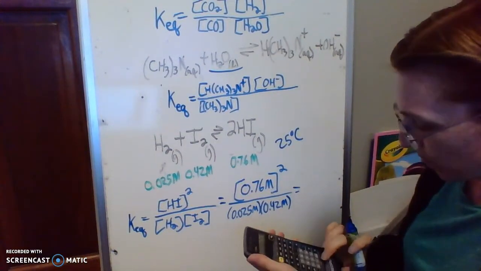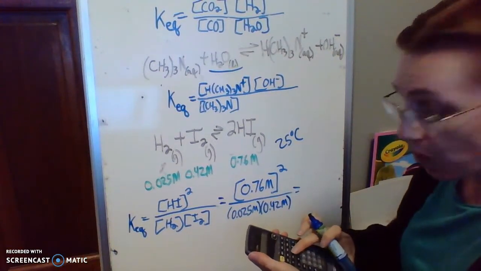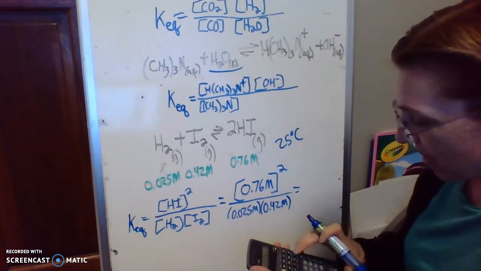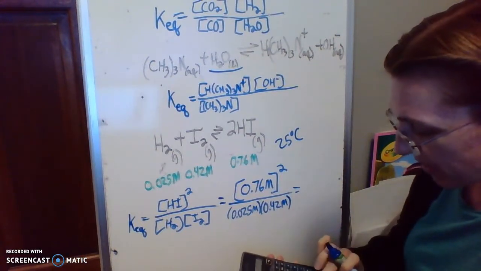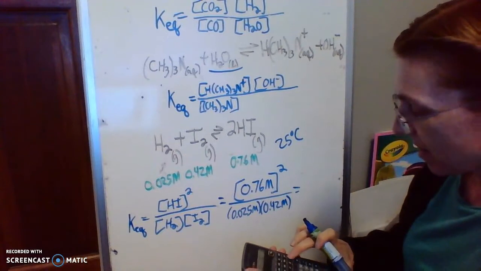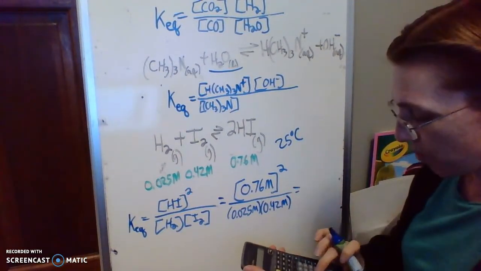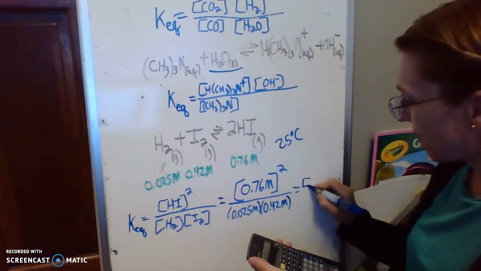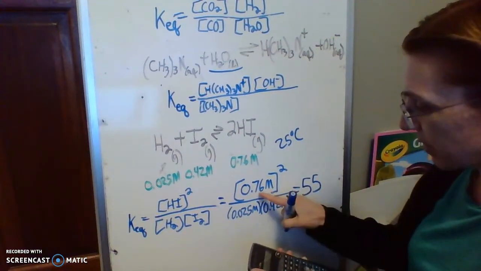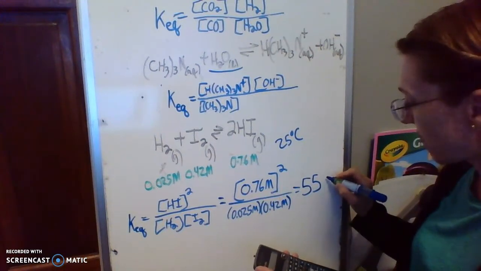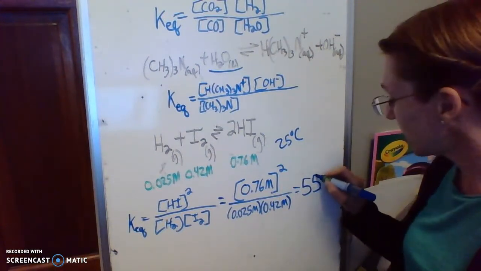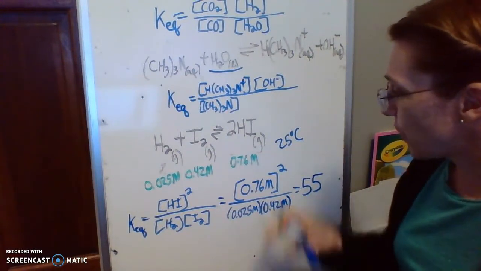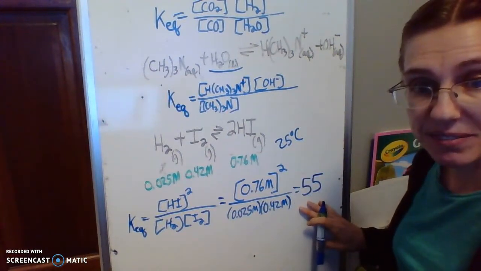We're going to take 0.76, and we have to square it. Okay, so square that, and we're going to divide it by 0.025 divided by 0.42, and we get 55 with 2 significant figures, so 55 as our answer. Okay. So the Keq at this temperature happens to be this.